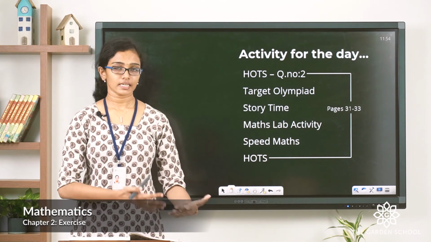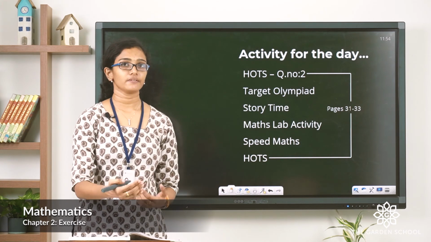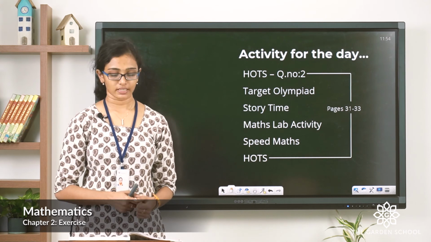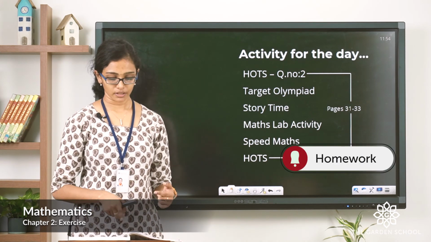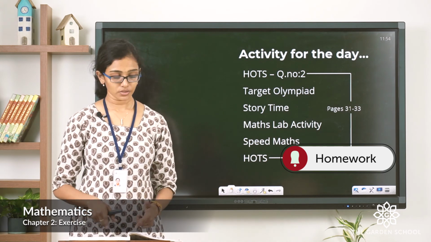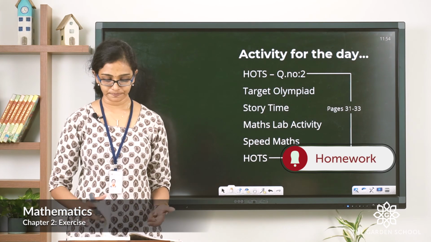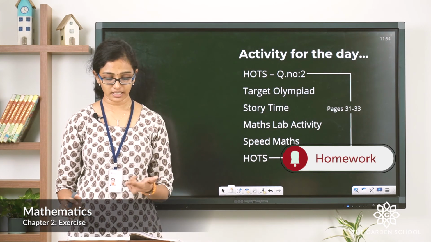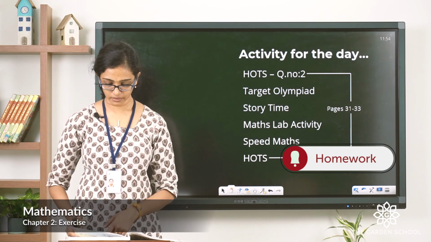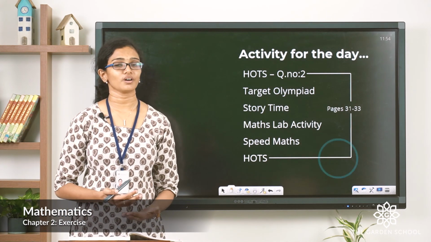Now that we have discussed all the questions and the answers once, you can pause the video, you can finish writing all the answers in your notebook. Then as an activity for the day, you have to do the question number 2 under the same heading HOTS which we discussed the last. And also there is one heading Target Olympiad, Story Time, Maths Lab activity and Speed Maths, and one more HOTS. That is from page number 31 to 33. Please go through all these activities and do accordingly.